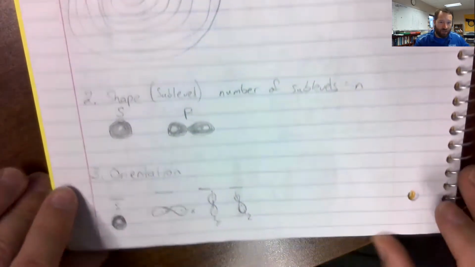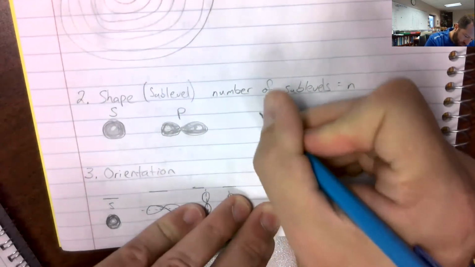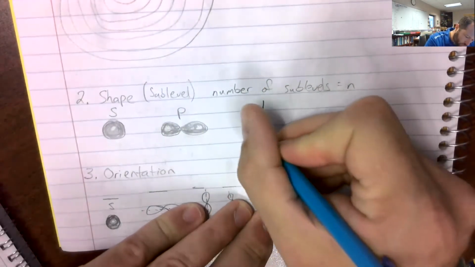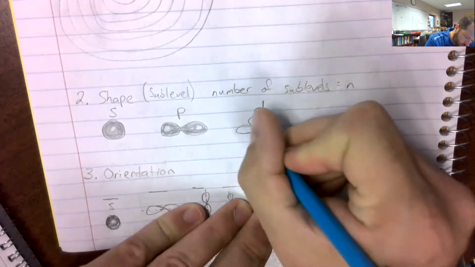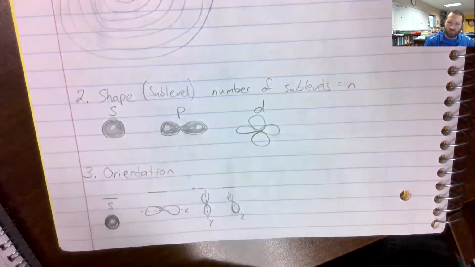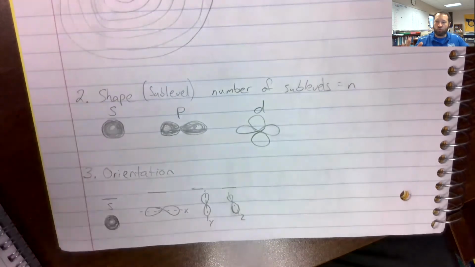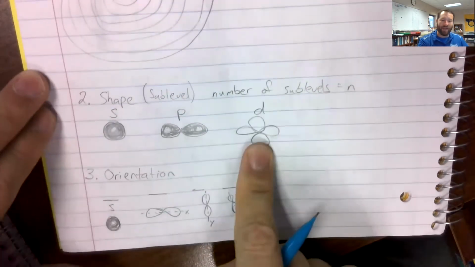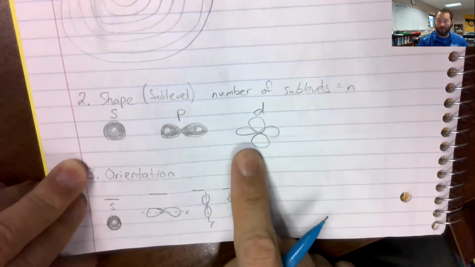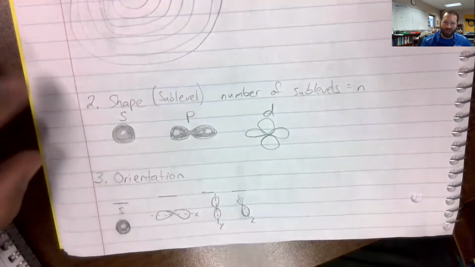The third shape is really tough to draw. This is the last one I'm going to try to draw. This is called a d orbital. And it looks like a double P. So it's got 4 lobes. It's crazy. It's nuts. That is a d orbital, at least my best attempt to draw a d orbital.